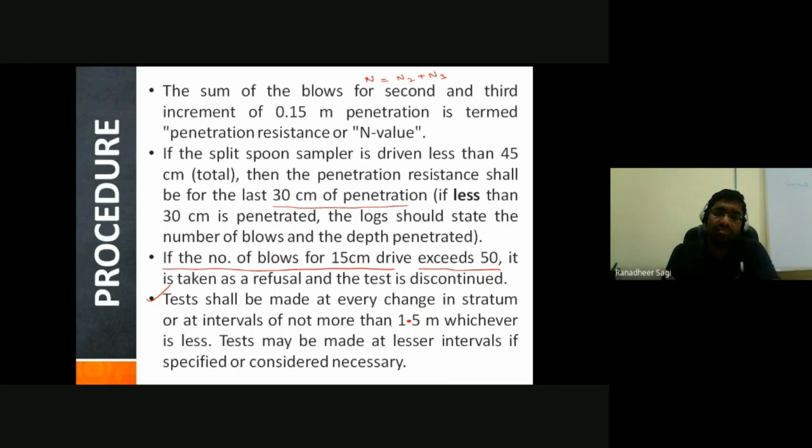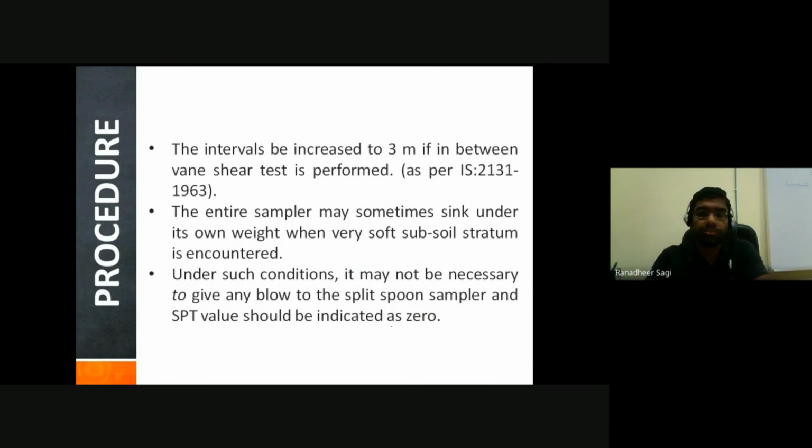However, whenever you encounter a change in the soil profile, when you find there is a change in the soil strata, wherever there is a change, you can continue to perform your SPT test, whichever is earlier. Whether a change in soil strata is immediately coming or 1.5 meter depth is immediately coming, whichever is less, accordingly at that depth you can perform your next SPT test at that location.